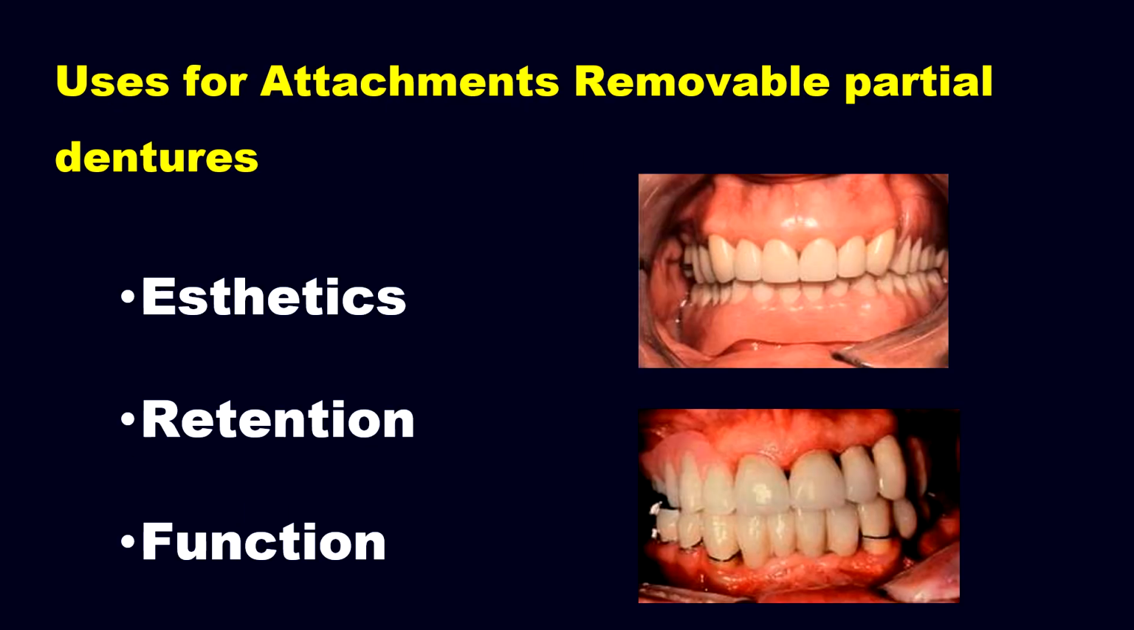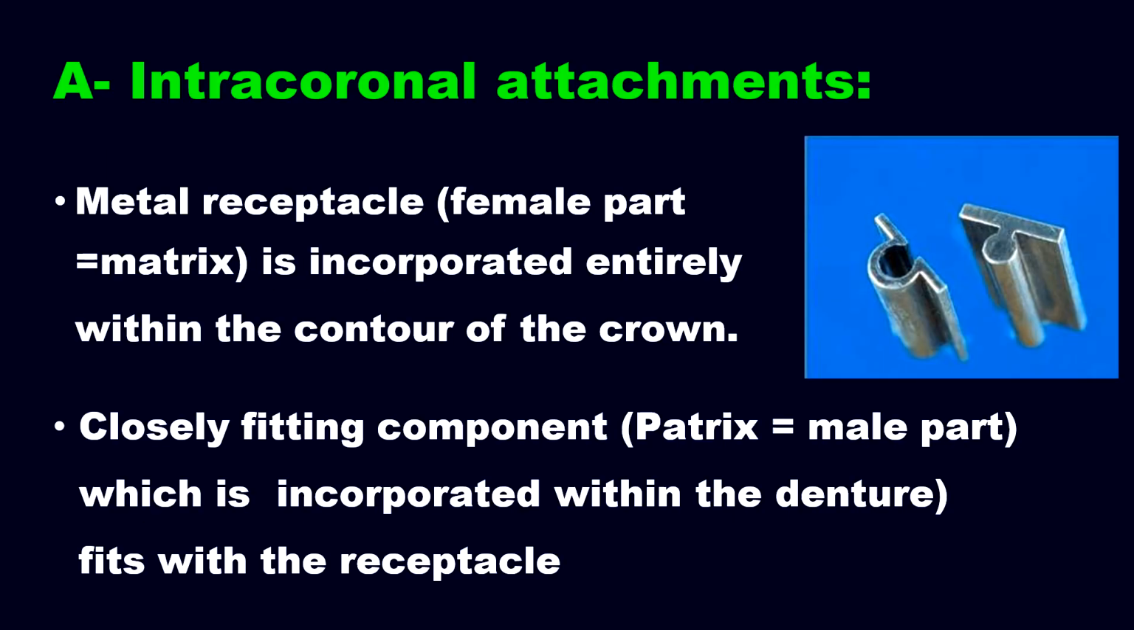What are the uses of attachments in removable partial dentures? They are going to help improve the aesthetics, retention, and function. Intracoronal attachments: a metal receptacle or female, which is the matrix, will be incorporated entirely within the contour of the crown. For example, when you are preparing a rest seat on the abutment, you can incorporate a female onto the abutment surface.